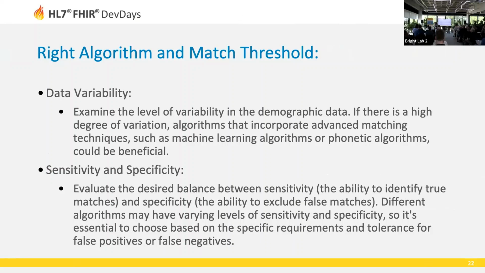Again, how variable your demographic data is, and sensitivity and specificity. That's very important. You have to find a balance between false positives and false negatives. Again, MDM won't guarantee that we'll find all the duplicates, but you have to try to minimize the false positive and false negative rates.